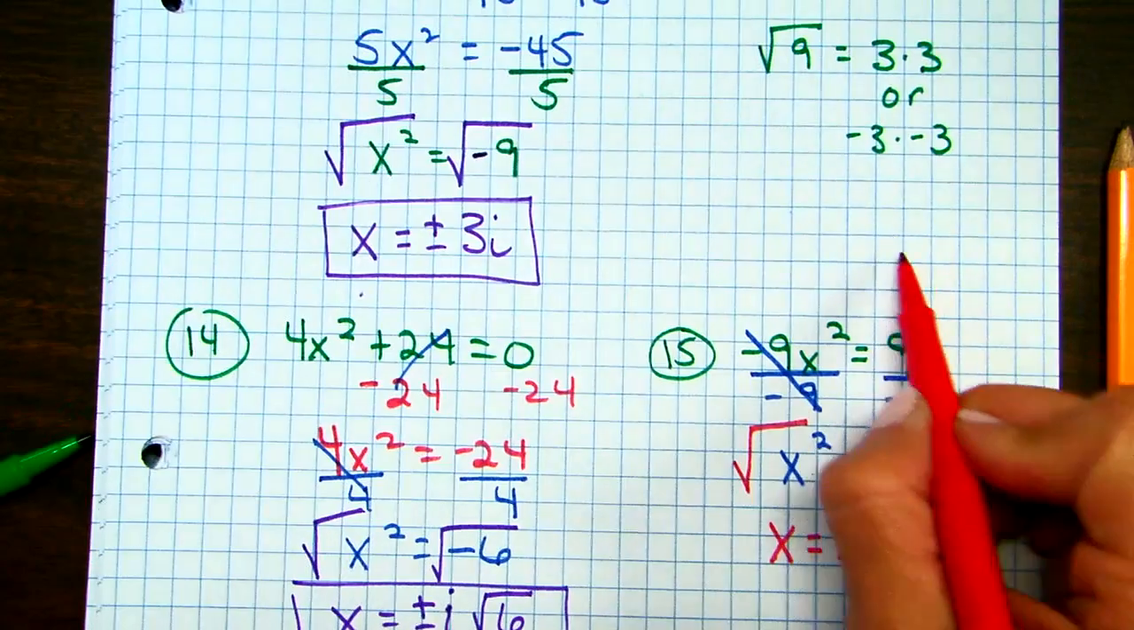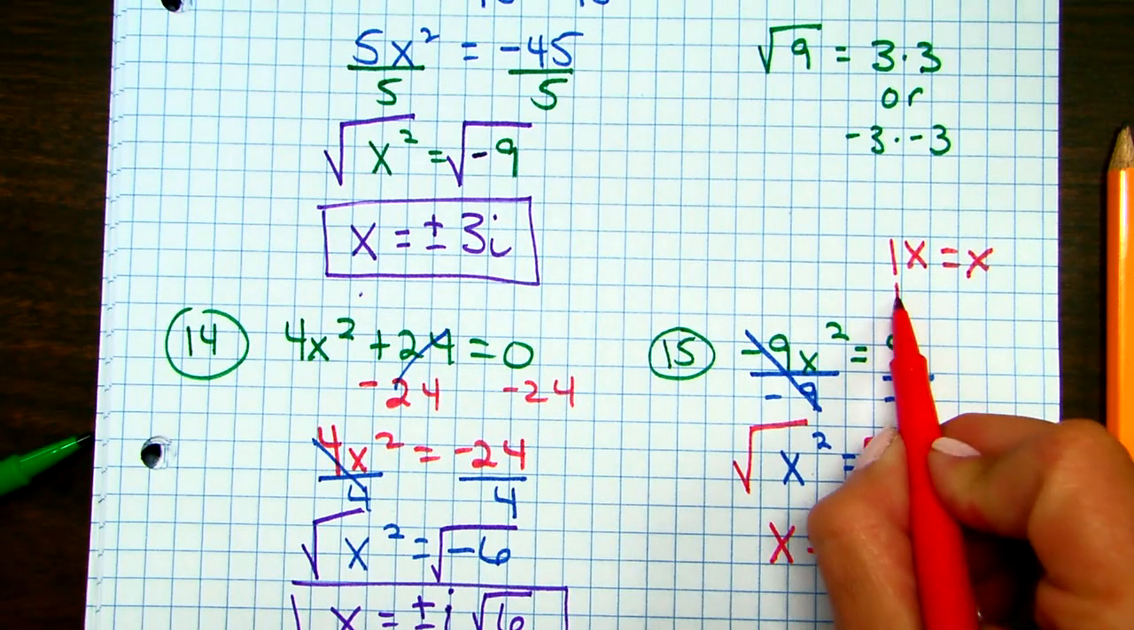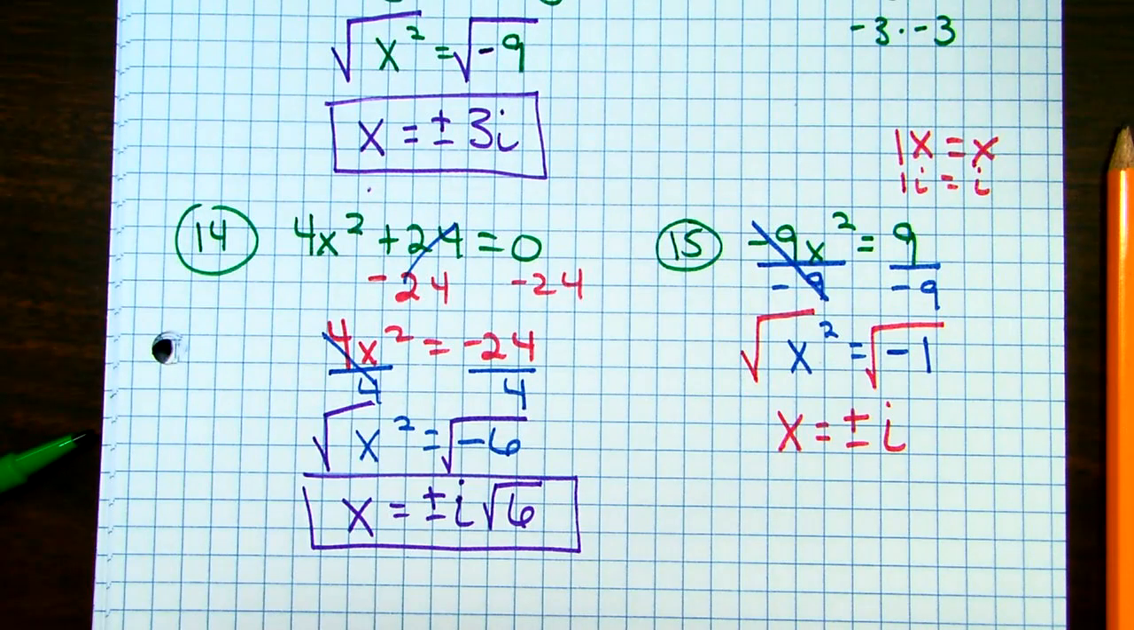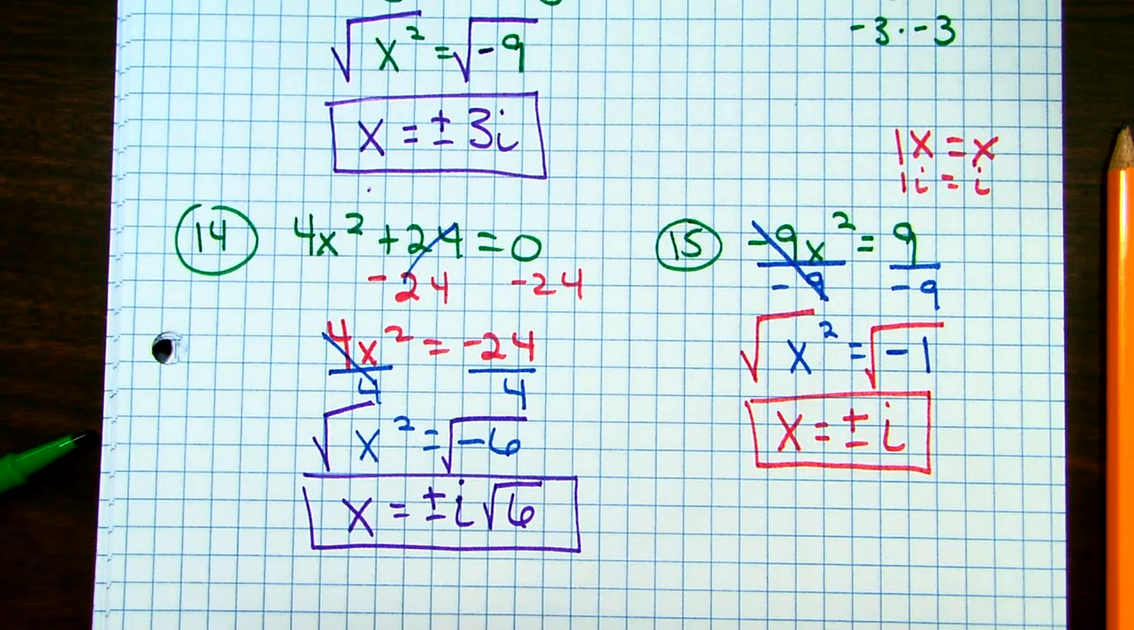Because we normally don't put a 1 in front of an x. We would just write x. It's the same idea. 1i is the same as i. But it would not be wrong if you put the 1 there, okay? 1i is perfectly fine, full credit. Okay?